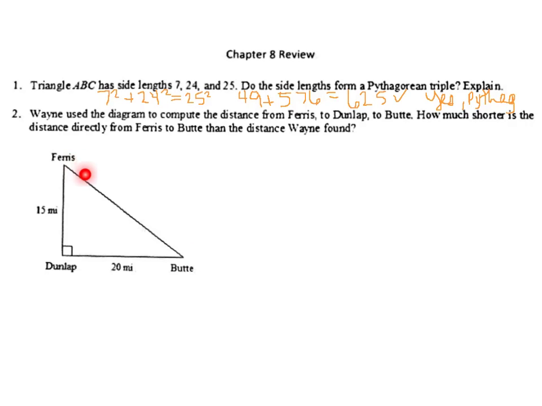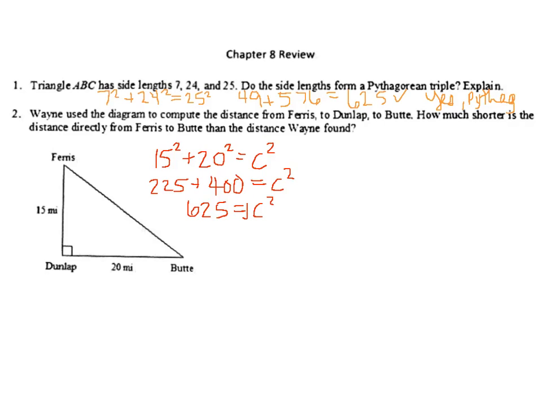So the first thing I have to do is find this distance right here, and I'm going to use the Pythagorean theorem to do that. 15 squared plus 20 squared equals c squared. 15 squared is 225, and 20 squared is 400. And if I add those things together, I get 625. I take the square root. C is 25. So I know this length is 25.